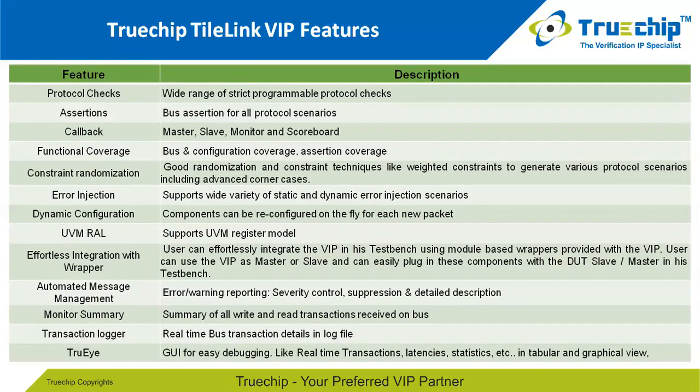Every error or warning has a unique error ID which provides a detailed description of the error, which is helpful in debugging. The VIP provides a summary of all the transactions received on the bus along with the real-time bus transaction detail in the log file. The VIP supports a TrueEye GUI for easy debugging, with real-time transactions, latencies, statistics, and many more. All this is available in a tabular and a graphical format. Now we'll learn more about TrueEye in detail.